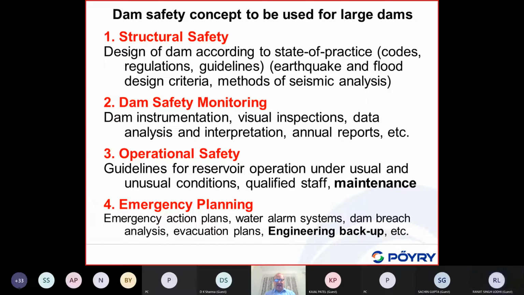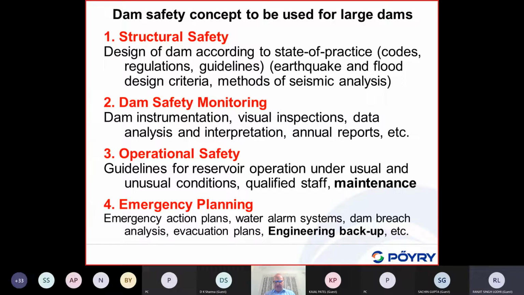And in this connection, in order to save people who could be affected, you would need a water alarm system as well as, in addition, some engineering backup. I think this is essential. Engineering backup is quite essential because some dam owners do not have all this expertise, and if some events occur, it is necessary that somebody can tell the dam owner if this event is a dangerous one or a harmless one.